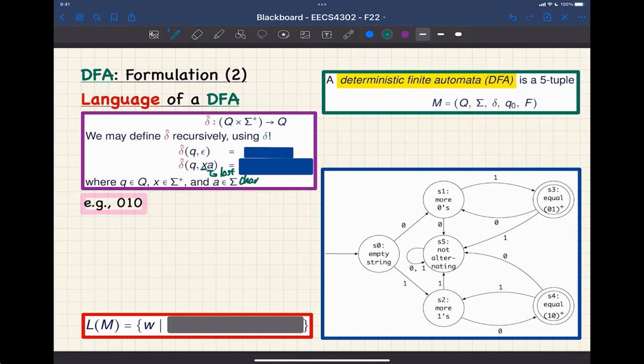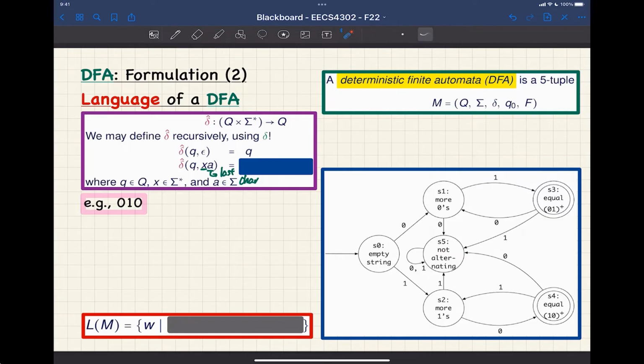Why don't we start with the easy one? If I'm now in Q, I take no character, where should I be? If I'm here, the initial state, for example, and I don't take any input, where would I be? Yeah, exactly, just the same state, right? That one's obvious. Don't think too much. That one's very obvious. All right? Base case. If you're in a particular state and don't read anything, you're just in the same state.